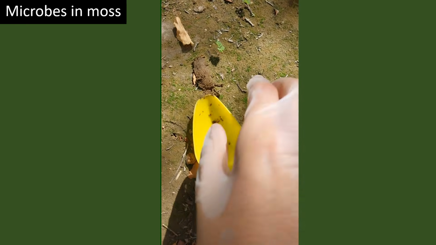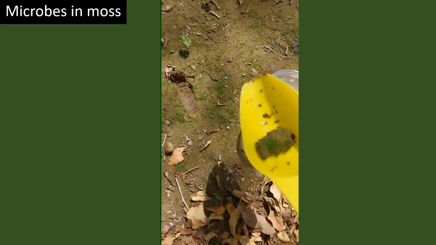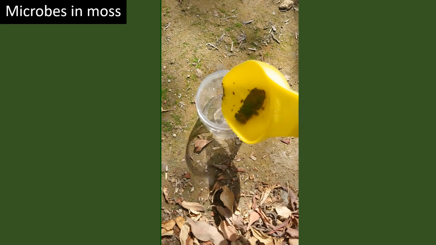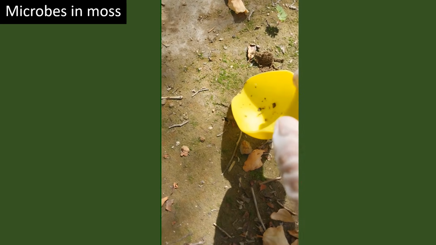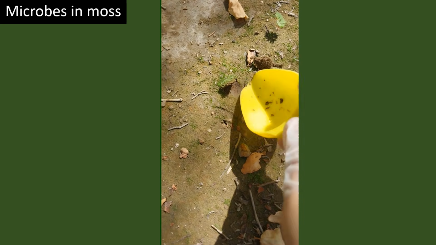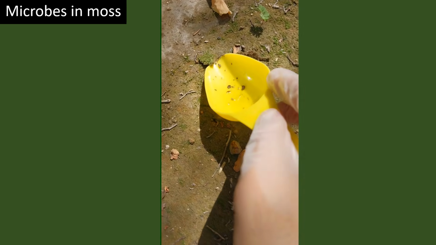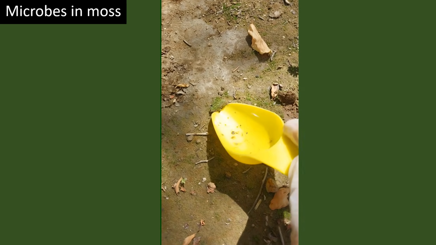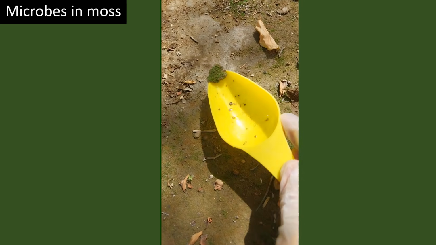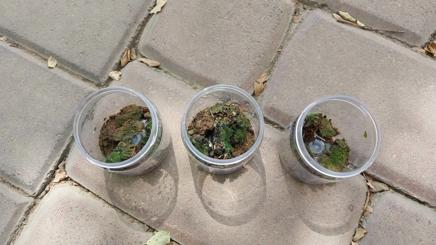Firstly, let's take a look at the sample collection. I used a small yellow shovel to scoop up some moss from the soil. This moss was growing next to some trees. Then, I put the moss in small plastic containers. I collected 3 containers of moss in total.